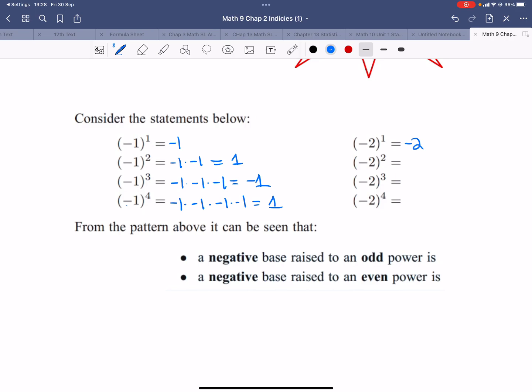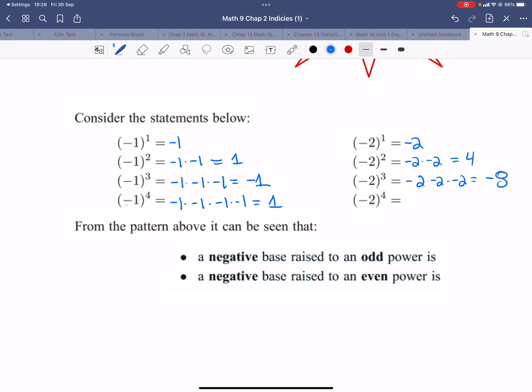Negative 2 to the 1 is negative 2. Negative 2 squared is negative 2 times negative 2, which gives us positive 4. Negative 2 to the 3 gives us negative 2 times negative 2 times negative 2, which gives us negative 8. And negative 2 to the fourth gives us negative 2 times negative 2 times negative 2 times negative 2, which is positive 16. Okay? So look at this.